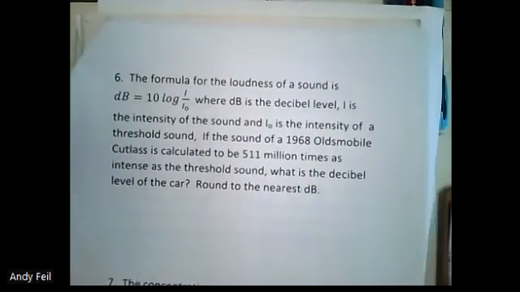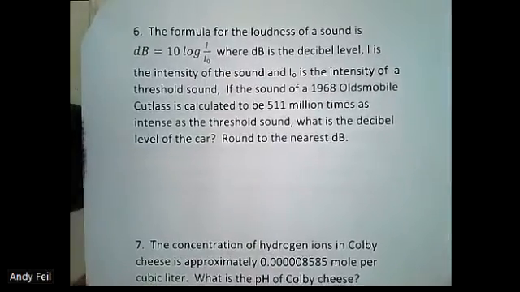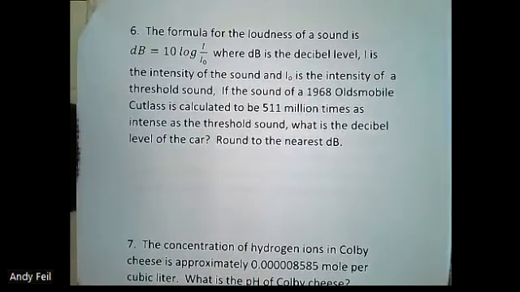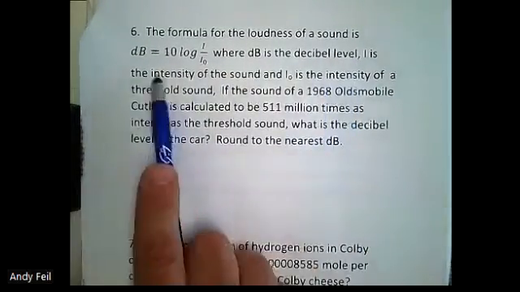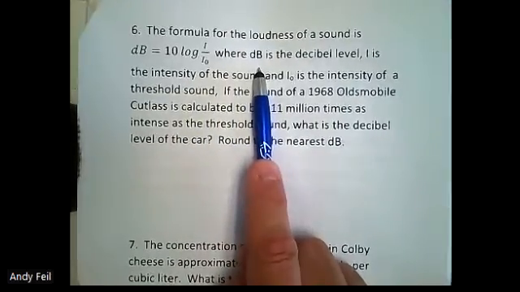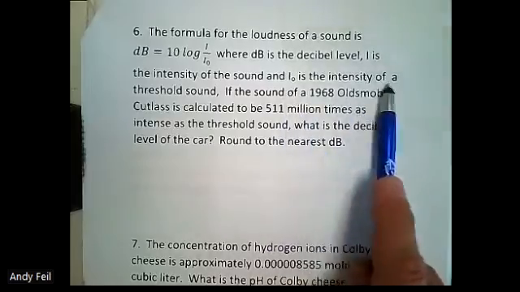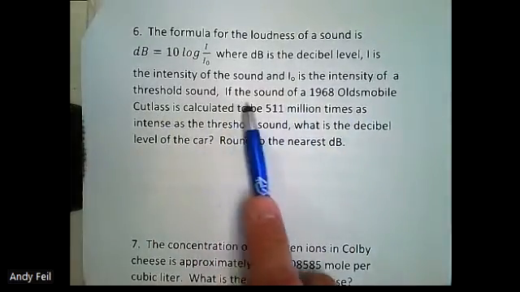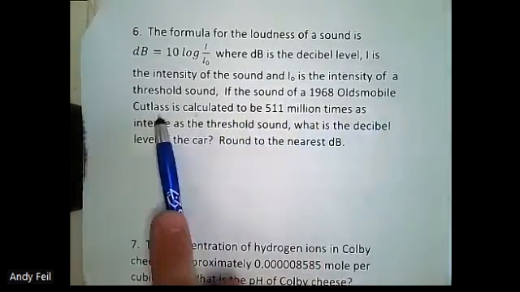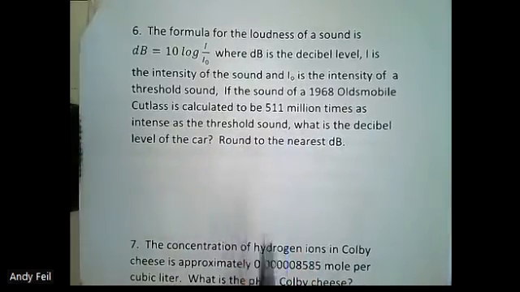All right. Now on to the really difficult problems. Story problems. They're really difficult. The formula for the loudness of a sound is given by this formula, where dB is the decibel level, I is the intensity of the sound, and I sub O is the intensity of a threshold sound. If the sound of a 68 Olds Cutlass is calculated to be 511 times as intense as the threshold sound, what's the decibel level of the car?